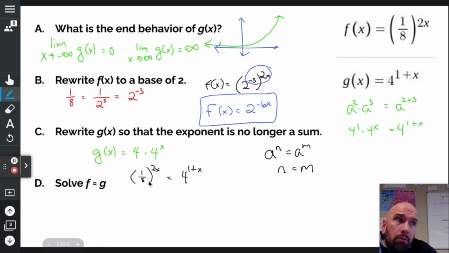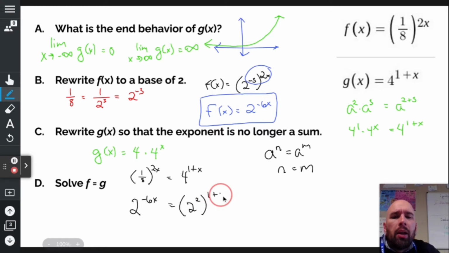Well, 4 and 8 should be doable. I mean, doable. Silly me, punning so hard. I already know that this could be rewritten as that. So this could become 2 to the negative 6x. I can turn 4 into 2 to the second power, and then I have an exponent of 1 plus x. Now, when I do that, I'm going to multiply these two exponents together. That requires the distributive property. Be careful. What I have is 2 to the negative 6x, the left side didn't change, is going to equal 2 to the 2 plus 2x power.